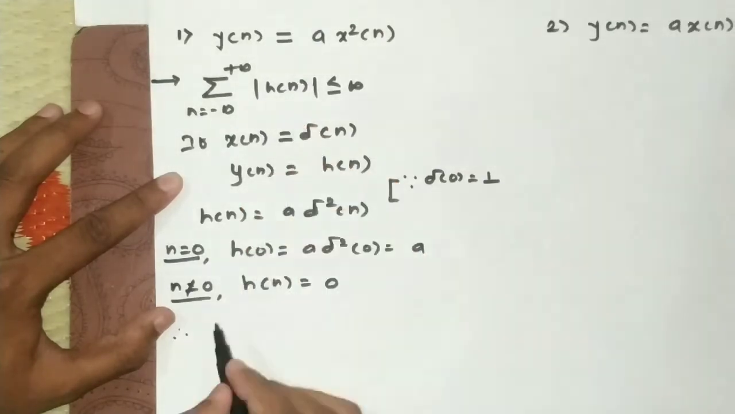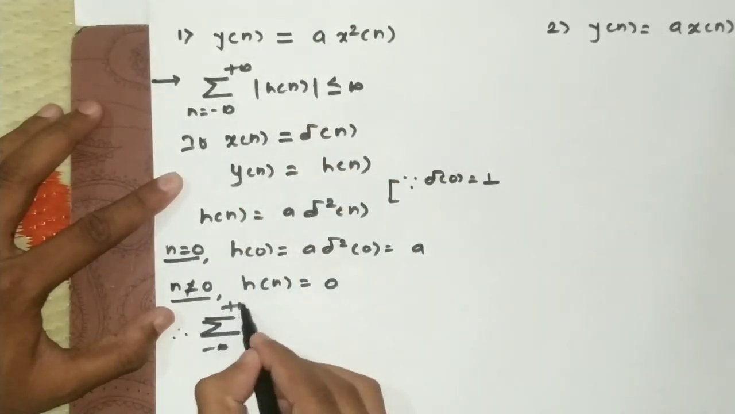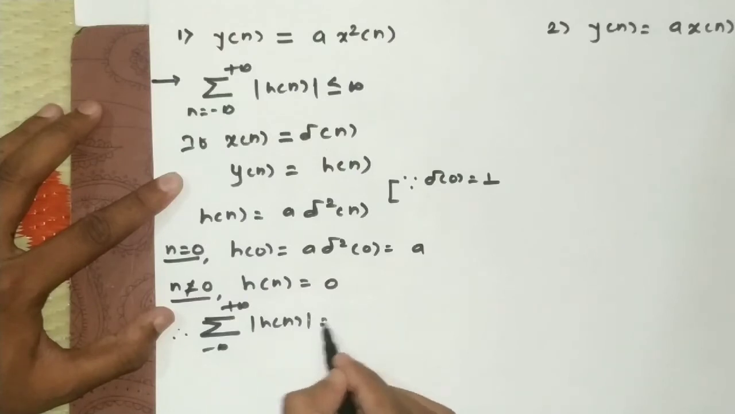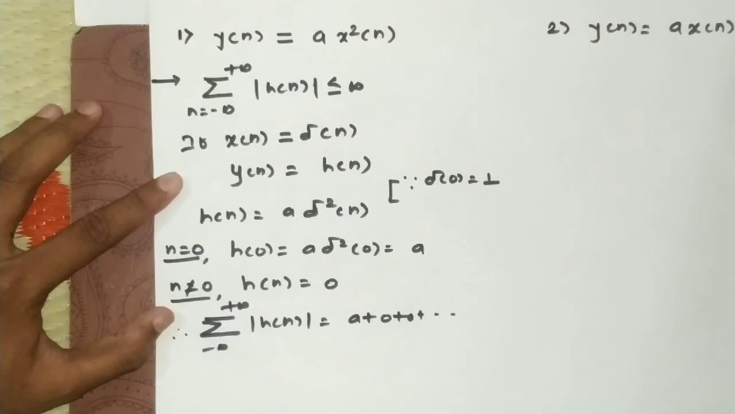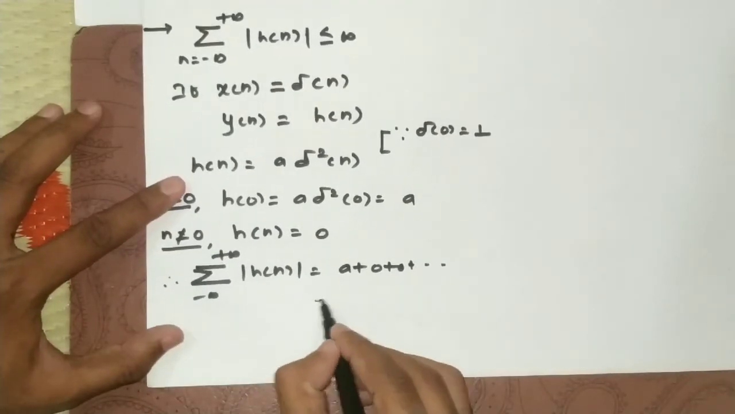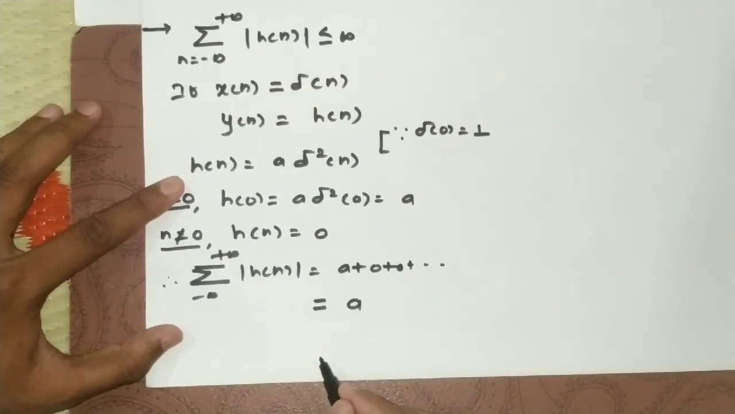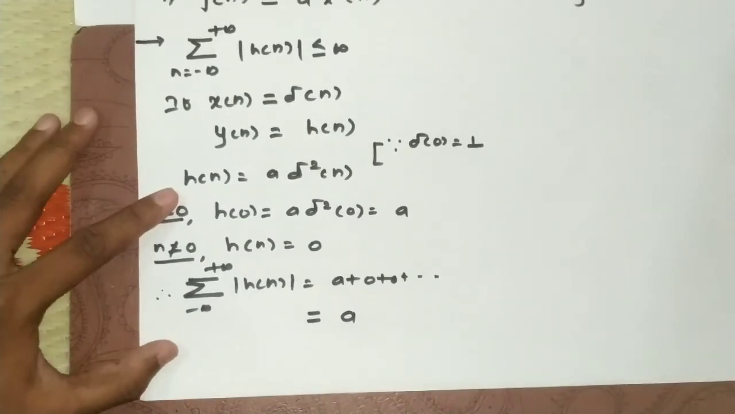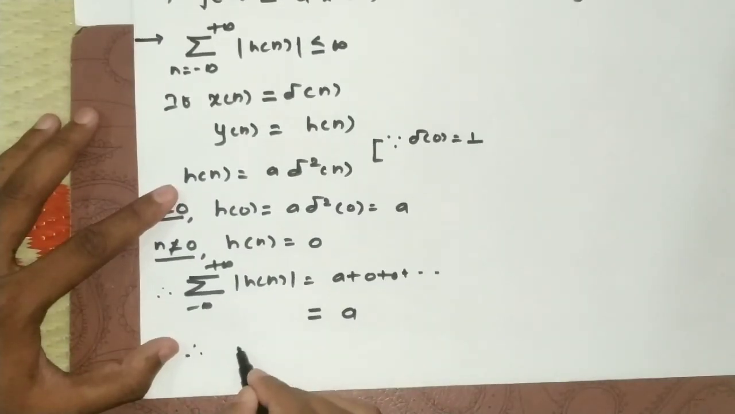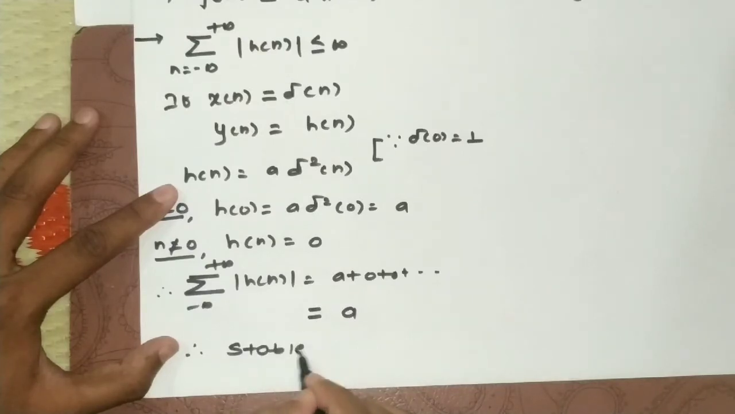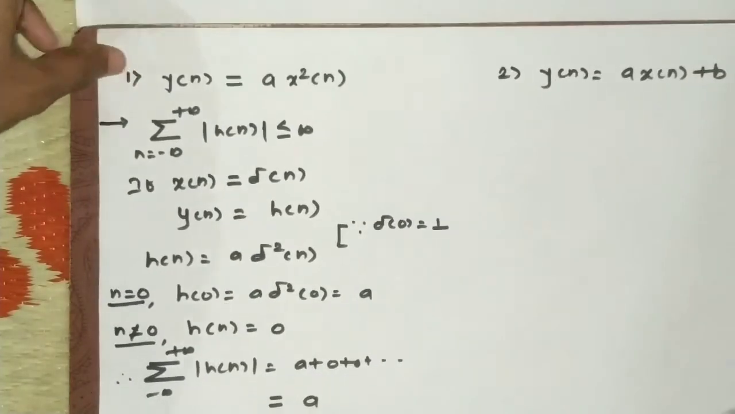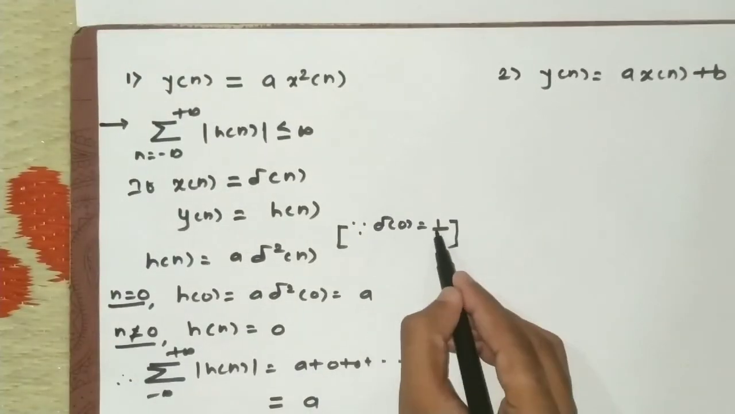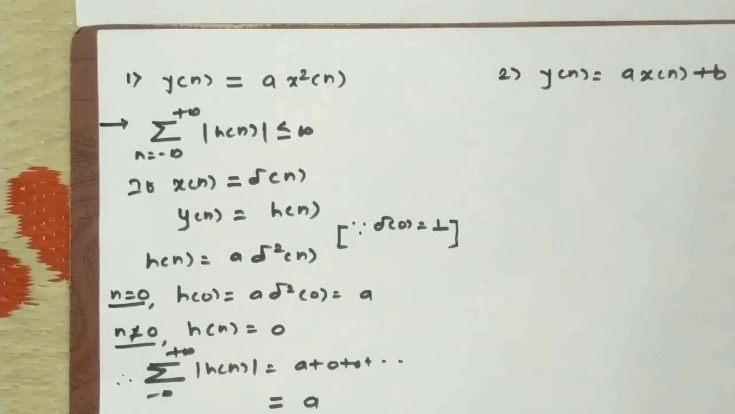So when we add all these terms over the range, we get only the value of a plus 0 plus 0 plus so on up to plus or minus infinity. That means this summation holds a unique value a, and a is going to be finite. Therefore the given system is said to be a stable system. In this case, we have to look at the property of the impulse function. Delta of n will have an amplitude 1 for n equal to 0, otherwise the amplitude is 0.